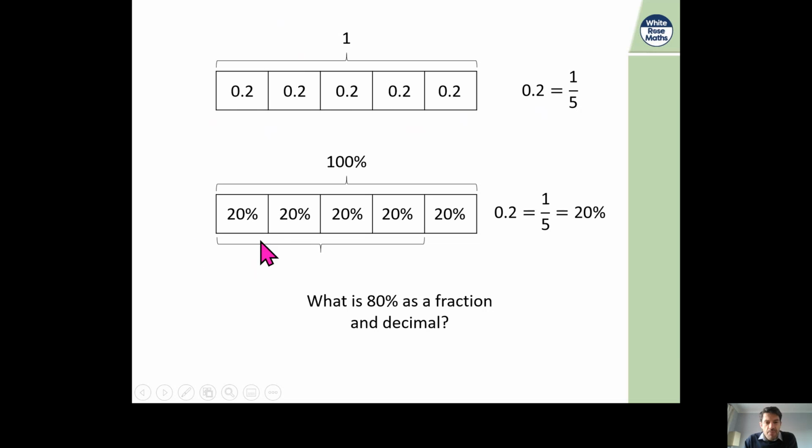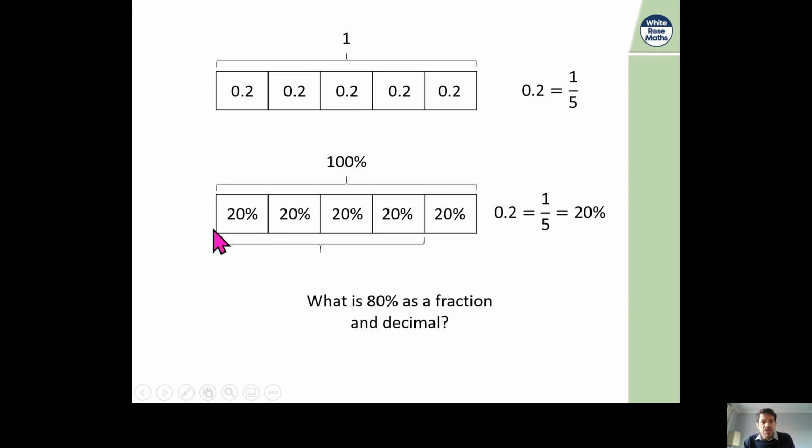Well, if we look at it on here, we can see that this is 80%, 4 lots of 20%. So we can match it across to this bar model. So it's 0.2 plus 0.2 4 times. So it's 0.8. And that is a decimal.